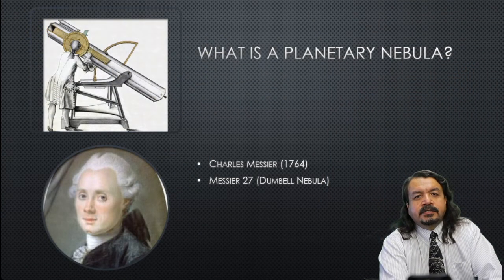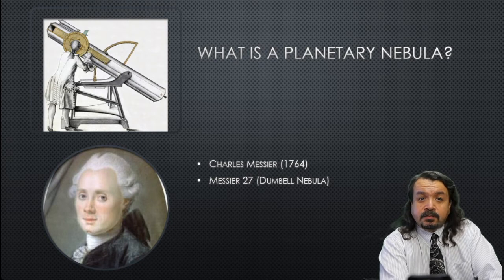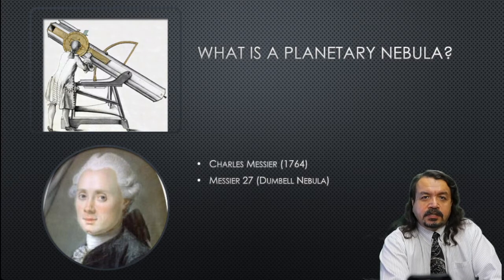In 1764, the French astronomer Charles Messier first observed a planetary nebula. This is the object number 27 of his famous catalogue and now is known as the Dumbbell Nebula. This is an observation of the Dumbbell Nebula such as Messier would have seen it. And this is another one as we can see today using modern instrumentation.